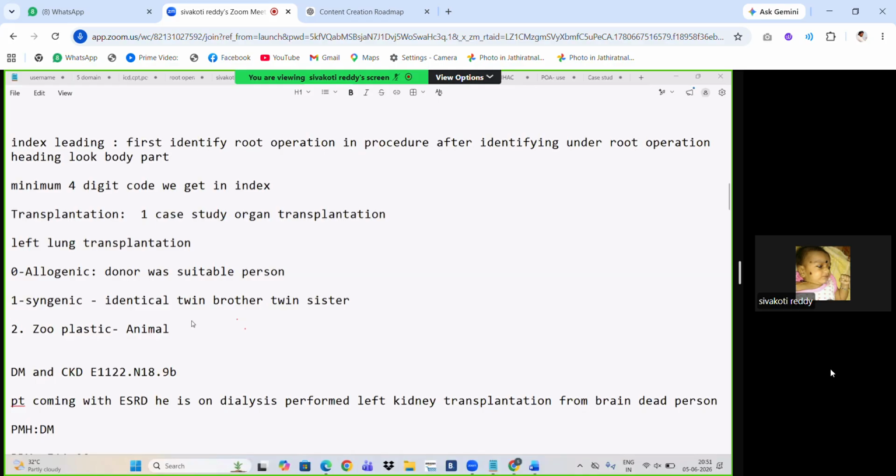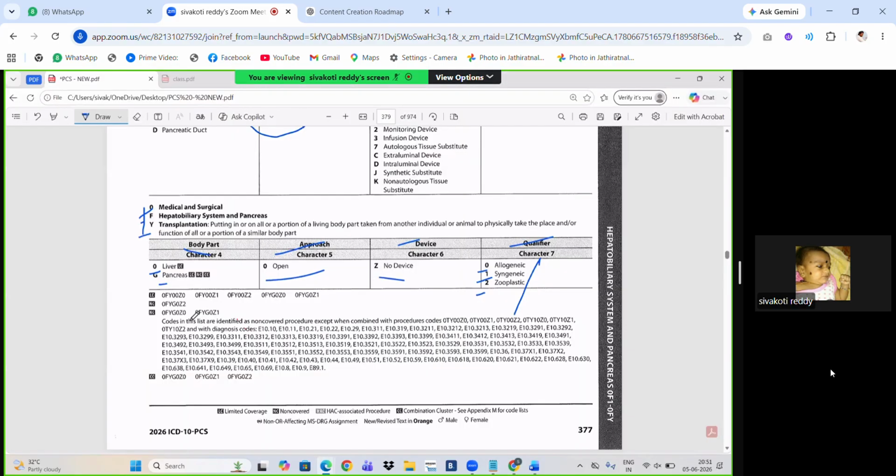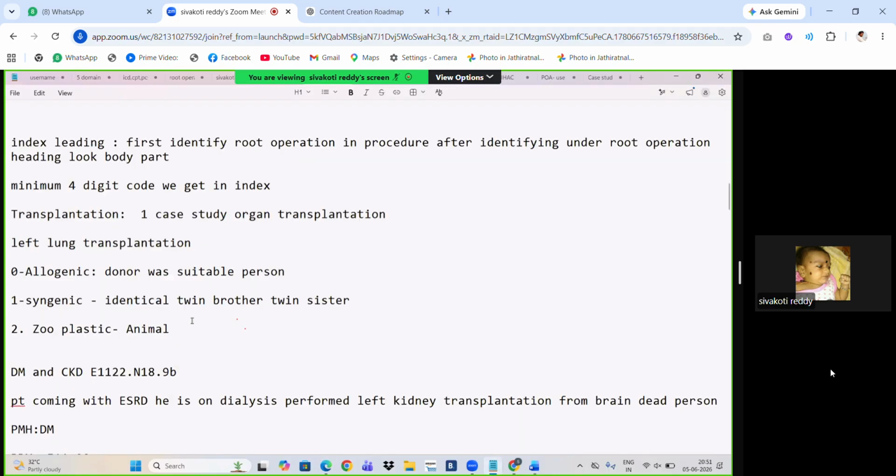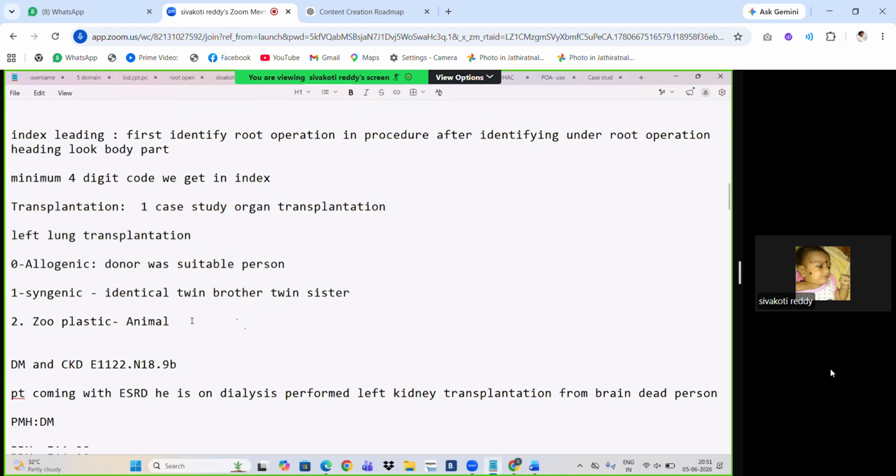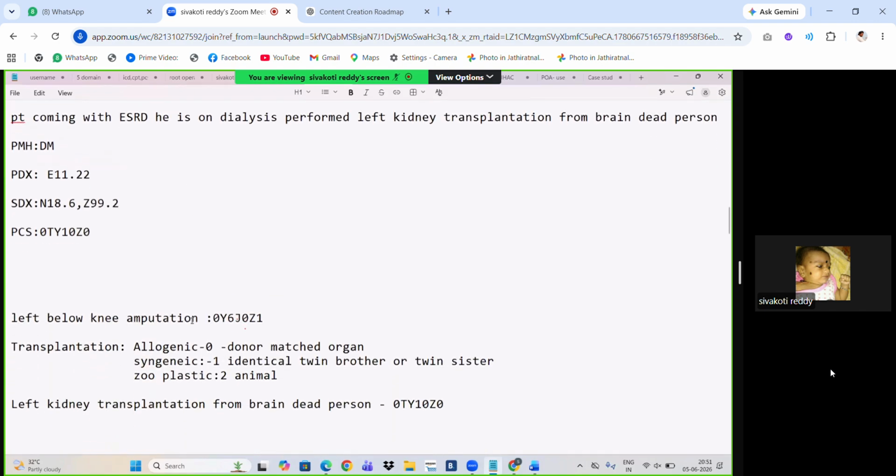Suppose they transplanted the liver from the identical twin brother. What is the complete code? 0F500Z1. 0F500Z1, that should be the complete code. Now note down everyone, a case study. One case study will come in the exam related to transplantation. Note down this case study.